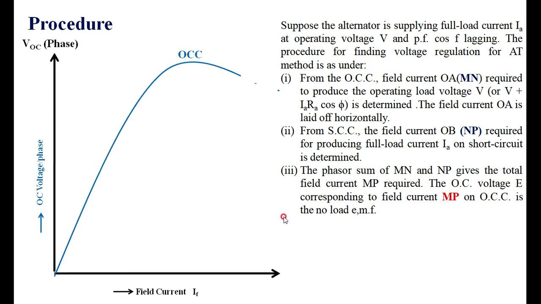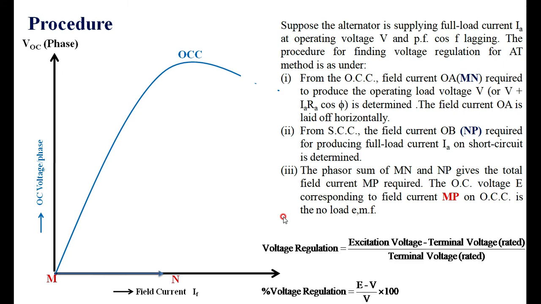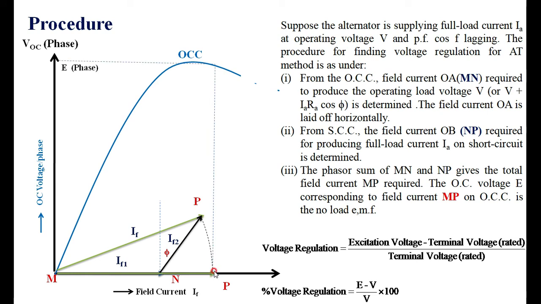very simple. Once again, first you have to find out the value of MN. MN is nothing but IF1. Here it is NP. In the graph itself, you can put MN here and NP with the angle of phi. So you can measure IF1 and IF2. Your MN and NP you have measured from the graph itself, that you are putting here. Then you are finding out the IF. Then you project this IF on the OCC. Corresponding to this, you find out the value of E. Then E minus V gives the regulation.